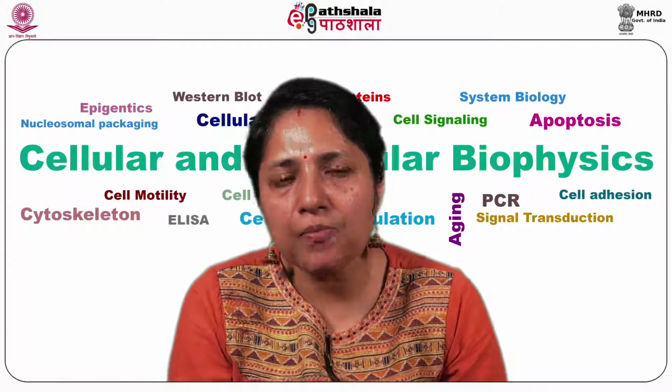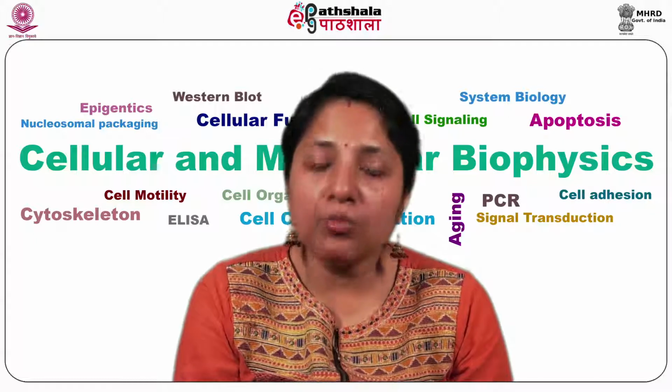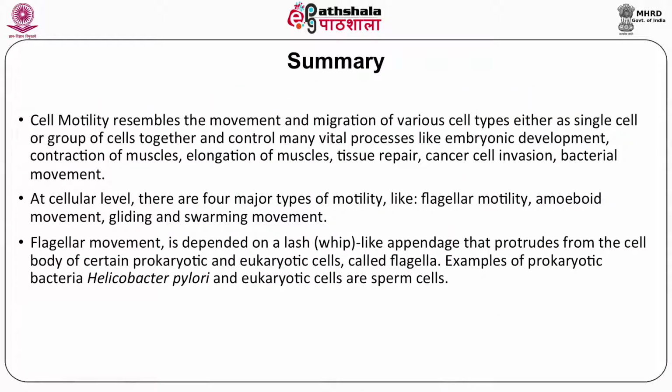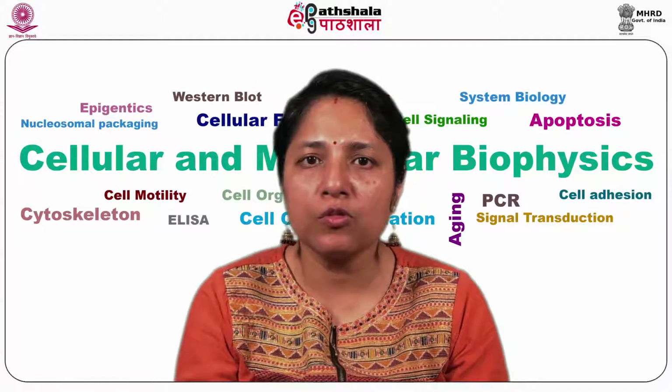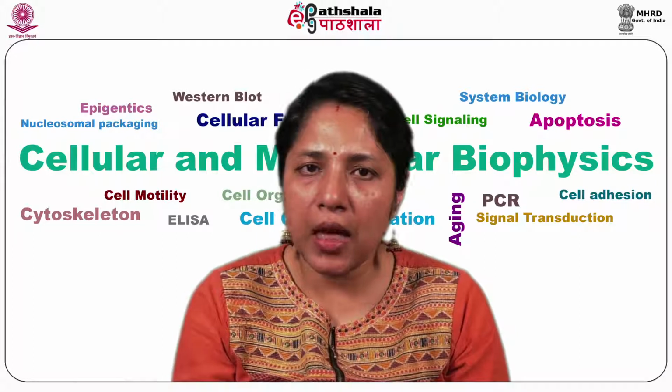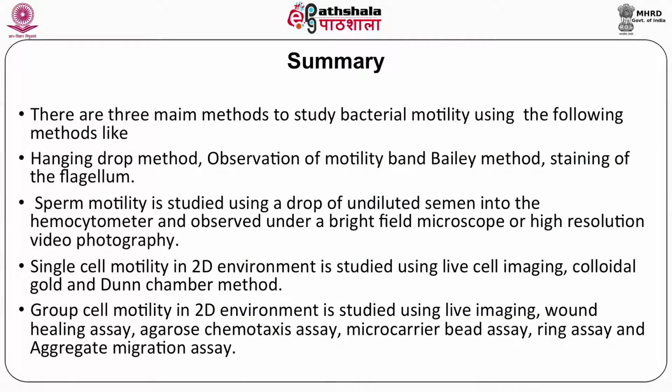To summarize this topic, cell motility is a very important process in any living organism's development and is involved in embryonic development, contraction of muscle, elongation of muscle, tissue repair, cancer cell invasion and bacterial movement. At the cellular level, there are four major types of motility, as we discussed: flagellar movement, amoeboid movement, gliding and swarming movement. Now there are three main methods to study bacterial motility, which are the hanging drop method, observation of the motility band and staining by the Leifson method.